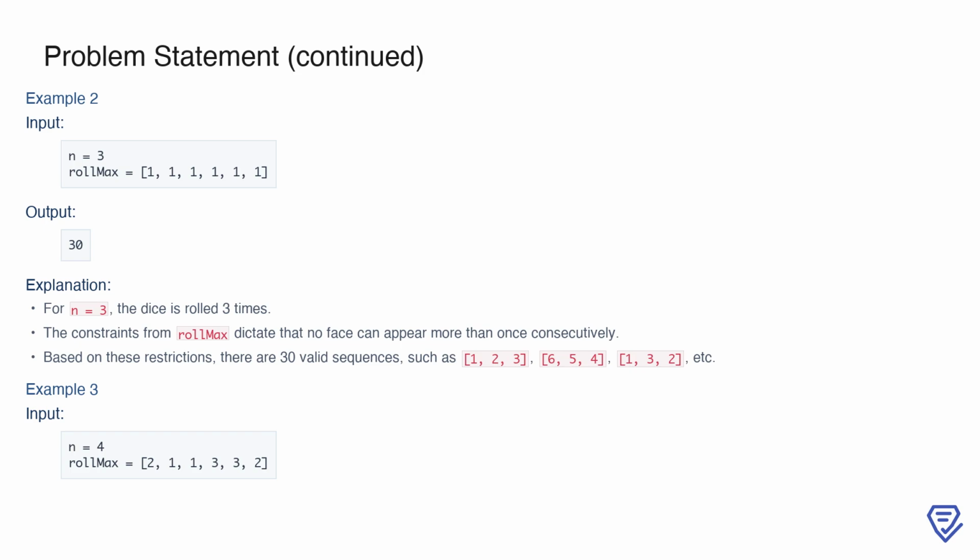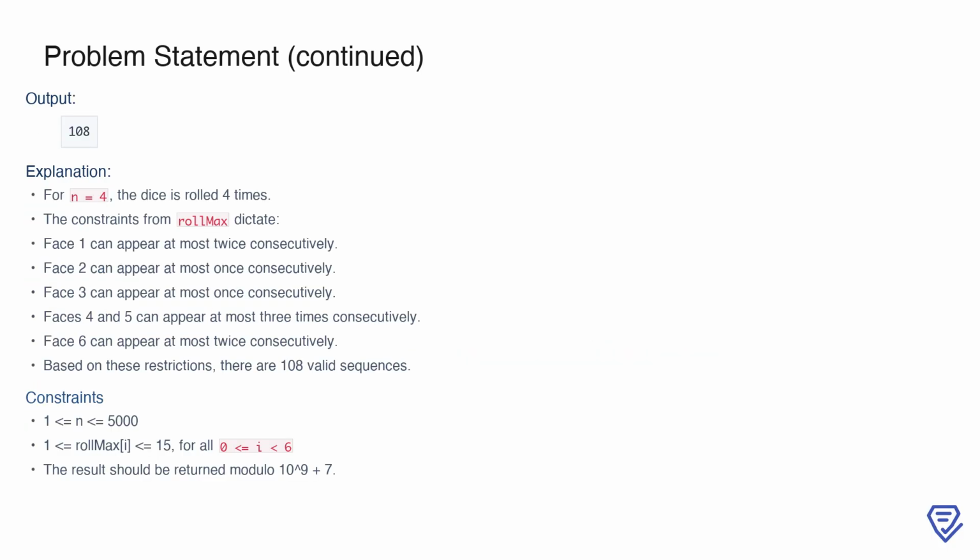Let's take another example to explore further. In this example, n is 4, so the dice is rolled 4 times, and the rollmax array is [2, 1, 1, 3, 3, 2]. According to these constraints, face 1 can appear at most twice consecutively, face 2 can appear at most once consecutively, face 3 can also appear at most once consecutively, and faces 4 and 5 can each appear at most 3 times consecutively. Finally, face 6 can appear at most twice consecutively. With these rules, there are 108 valid sequences that can be formed. This example demonstrates how varying the values in rollmax can create more or fewer restrictions, directly impacting the total number of valid sequences.